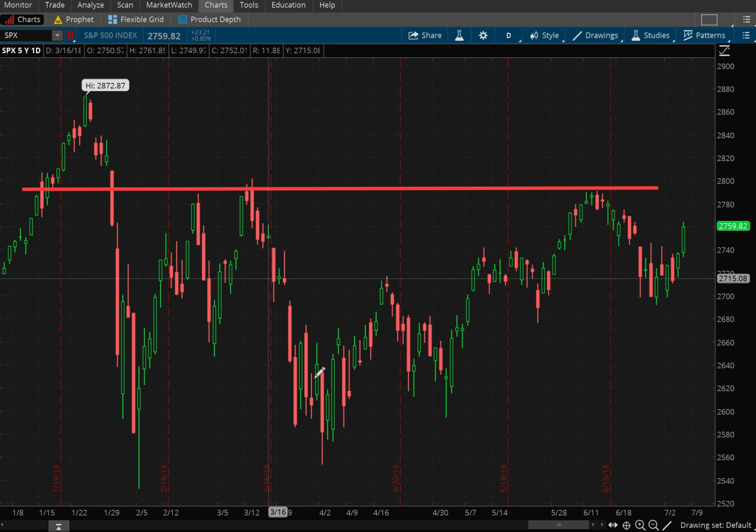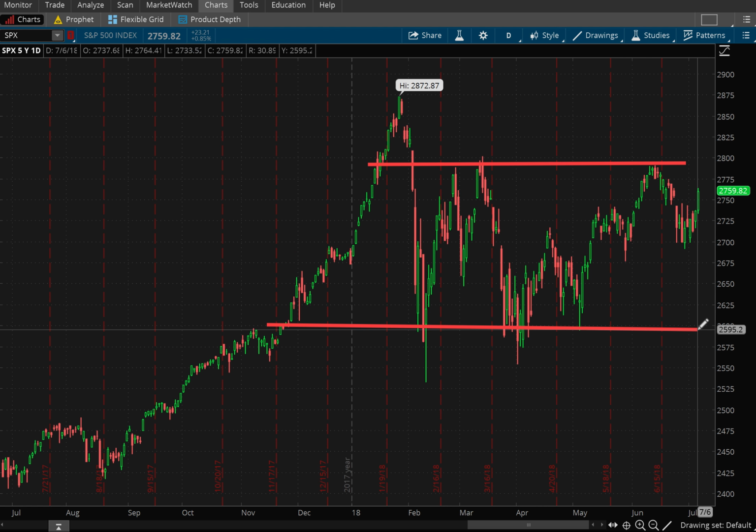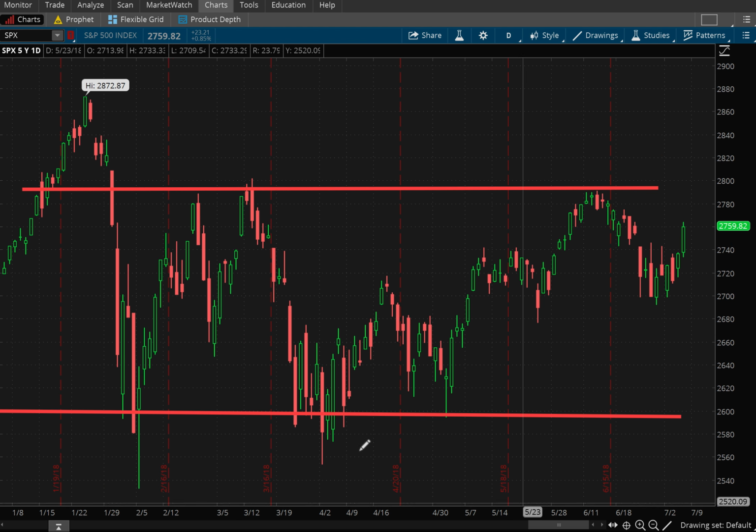Whenever price hits here, it comes back up. Price hits here, it comes back down, right? So that's called a resistance. On the flip side, there's also something called support, which means there are people that are willing to buy. If you see, when the price comes around to 2600, you always see price getting bought back up.